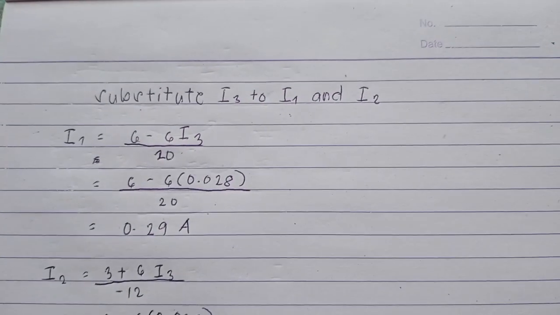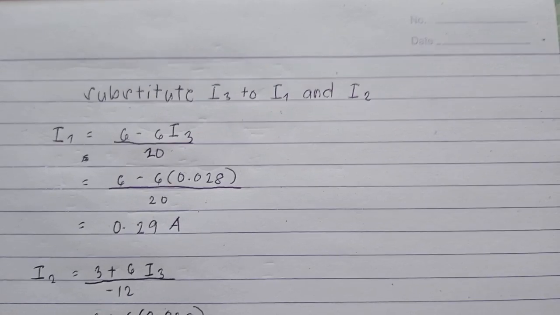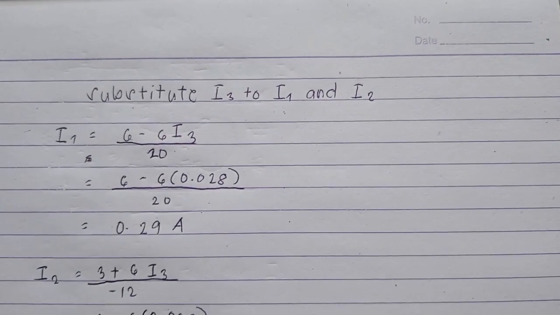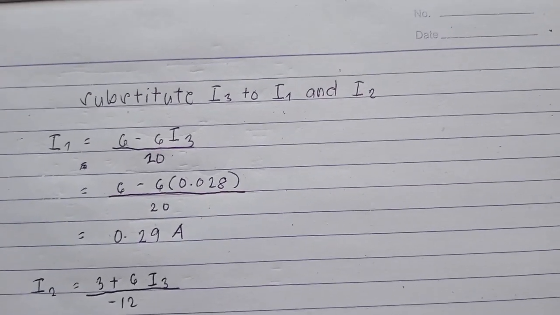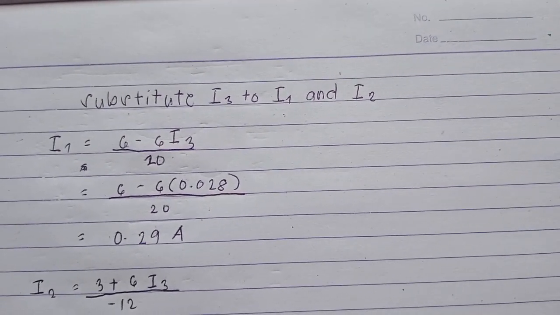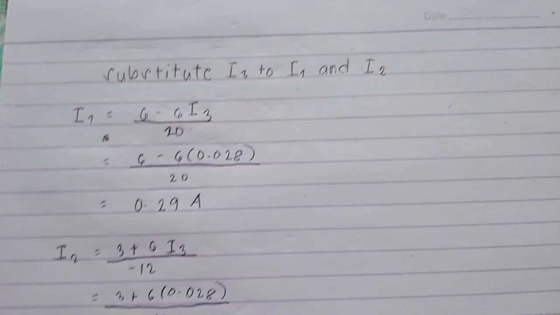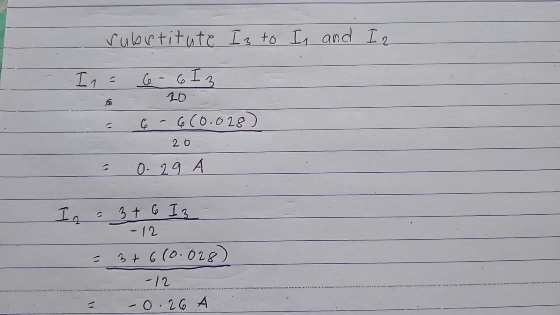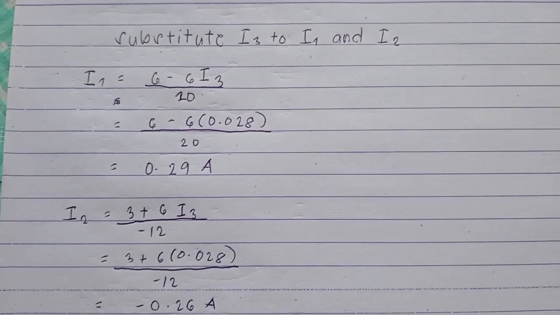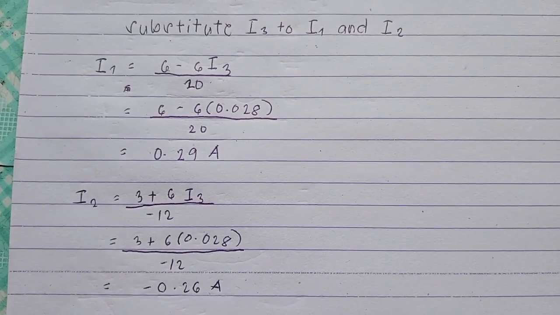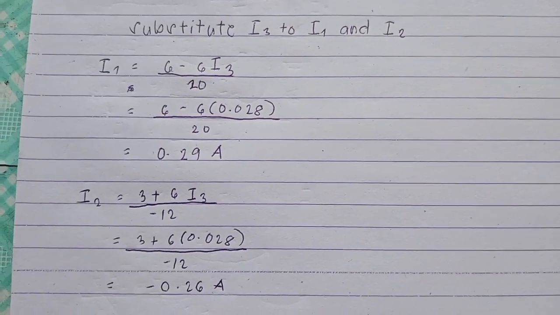Same as I2. All we need is to substitute the value that we get from I3. So 3 plus 6I3 divided by negative 12. So 3 plus 6 multiplied by 0.028, divided by negative 12, is equal to negative 0.26 amps. So that's it.